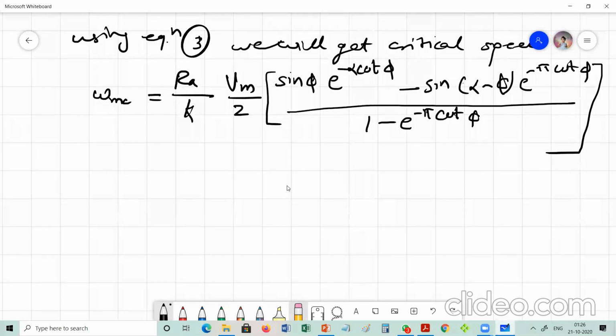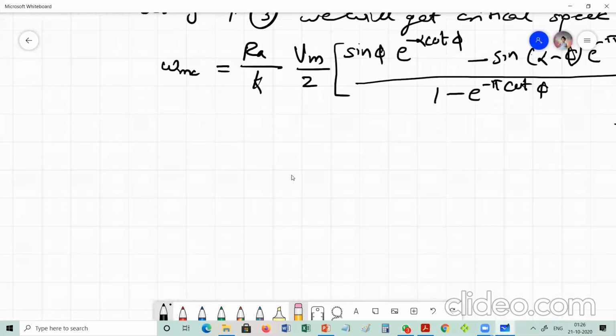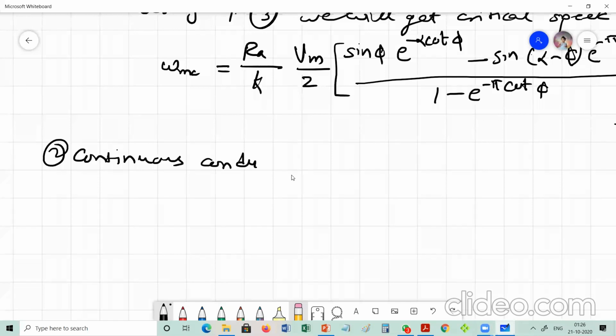Okay, so now we will go for continuous mode of operation. The second mode is continuous conduction mode.